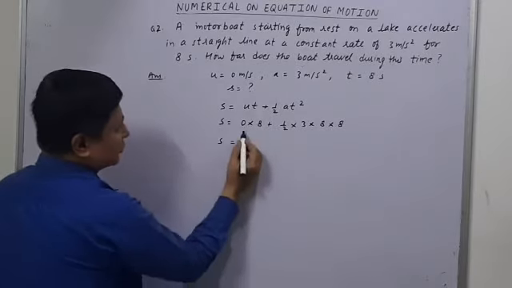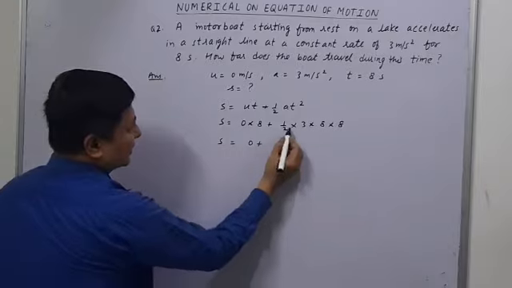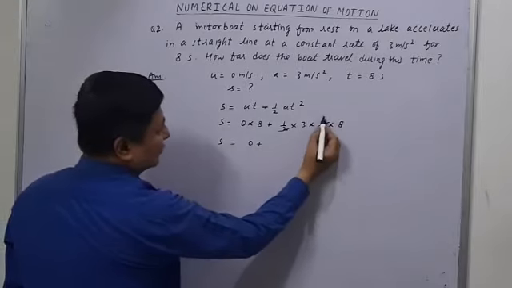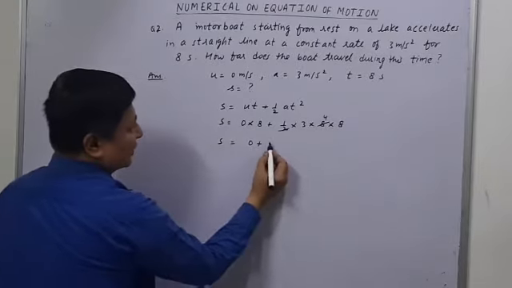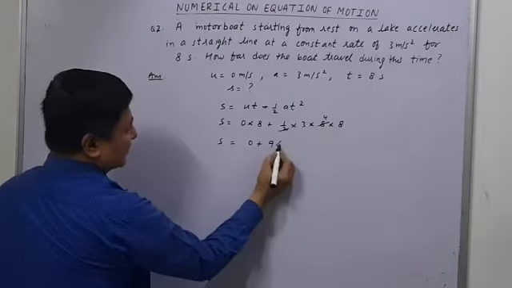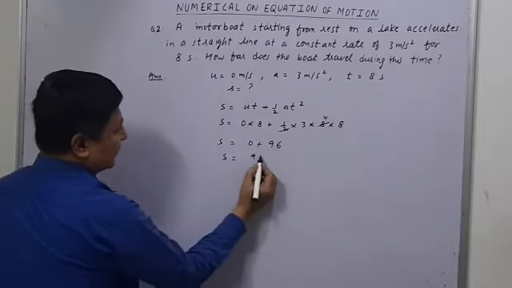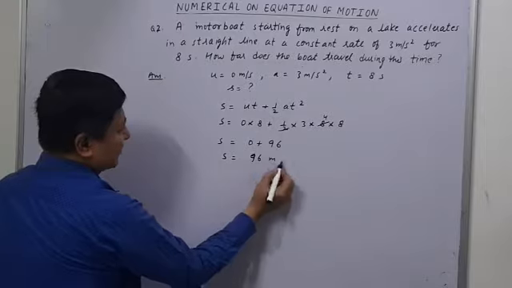So S equals 0 into 8 will become 0, plus, cancel this. This is 4. 3 4s are 12. 12 into 8, that is 96. So S is equals to 96 meter.